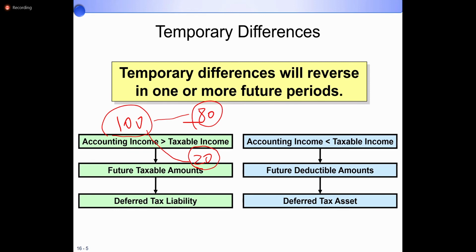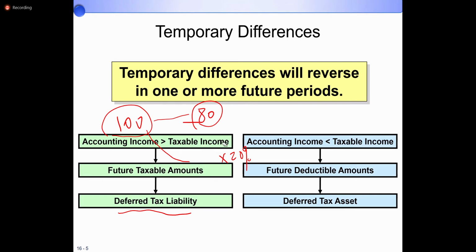That 20 is what we call the future taxable amount. We will pay tax on the 20 in the future. So we have an obligation to pay tax in the future, and that obligation is called a deferred tax liability. Let's say in the future the tax rate is 20%. Then you get 4. So that $4 should be our liability, which we call deferred tax liabilities.